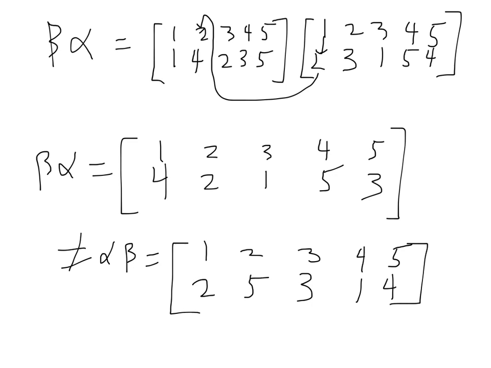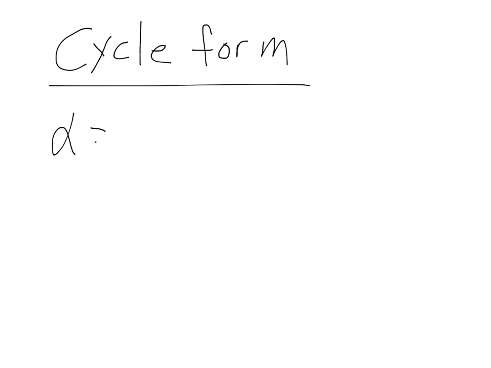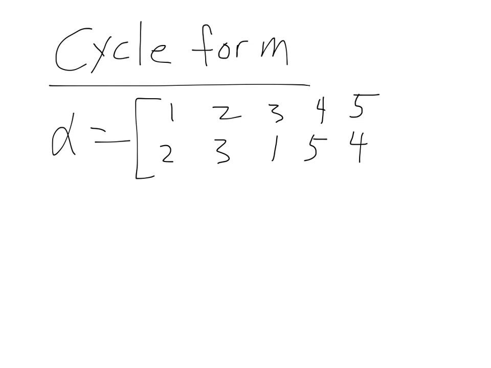So one more thing before I let you all off the hook. I wanted to talk to you about another way to represent these things instead of block form or specifying where their elements go. And that's what's called cycle form. So if I recall my block form for alpha, then I can think of this as being split into a couple of different cycles.